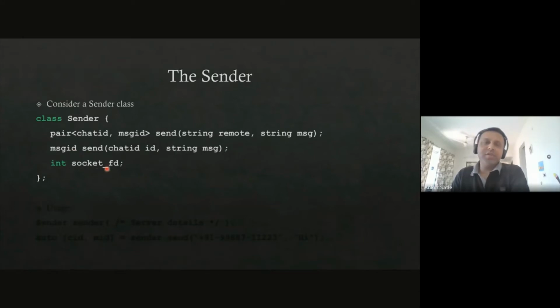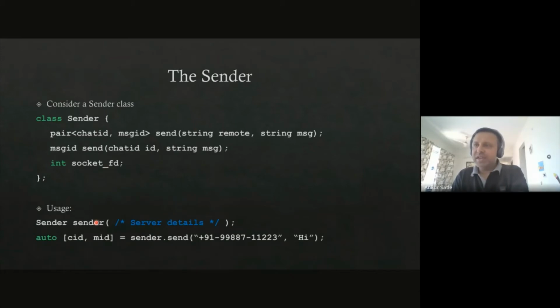Okay, and it uses some socket in order to do network communication over to the server. Okay, how do you use it? You have a sender which you initialize with server details. So let's say we are talking of a sender at a client which is there on our mobile. So at a client application, you instantiate a sender, and you send a text message to some number, and you say hi, and you get back the chat ID and the message ID. Okay, this is just usage.